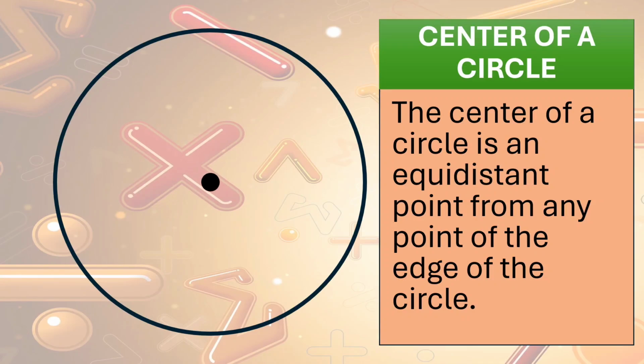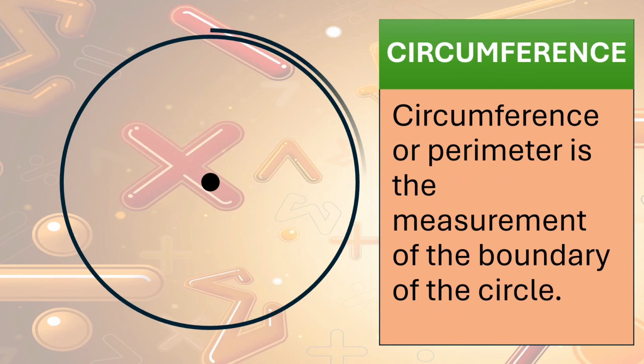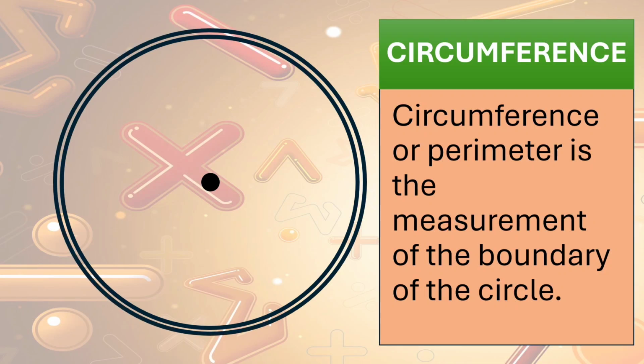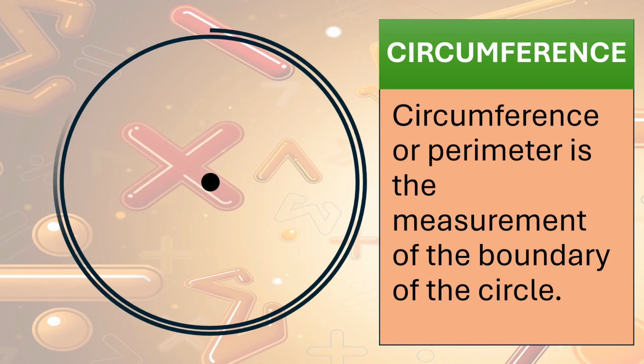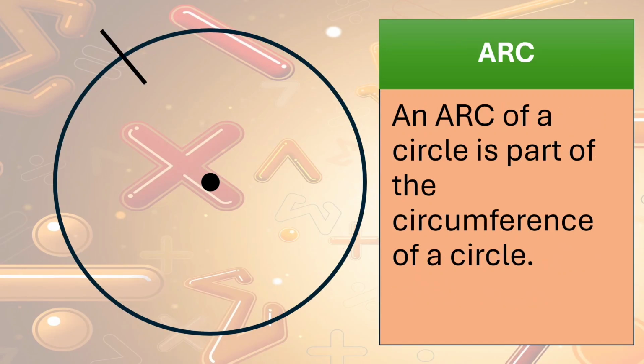Center of a circle. The center of a circle is an equidistant point from any point of the edge of the circle. Circumference. Circumference or perimeter is the measurement of the boundary of the circle. Arc. An arc of a circle is part of the circumference of a circle.